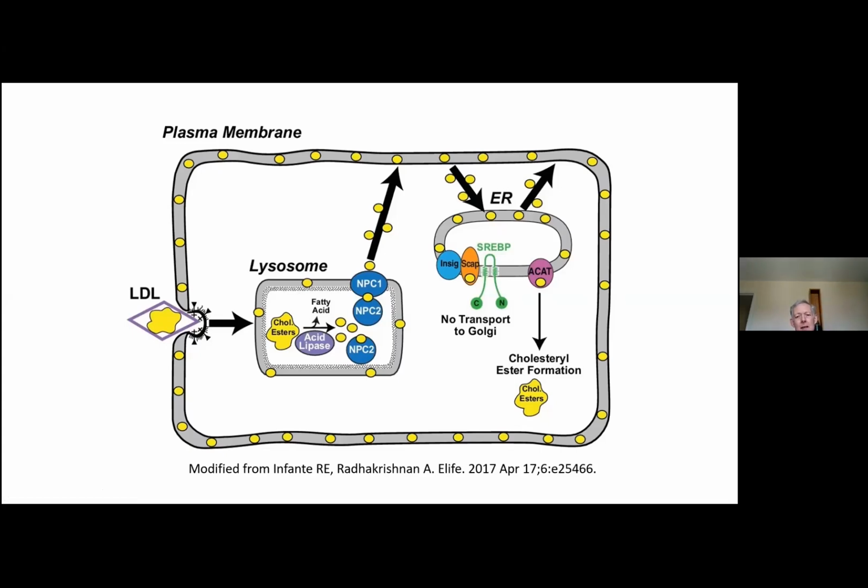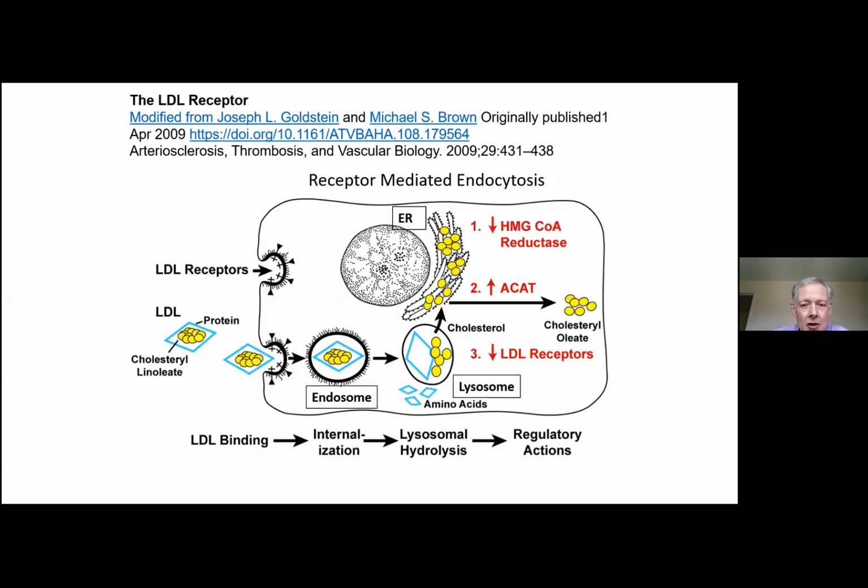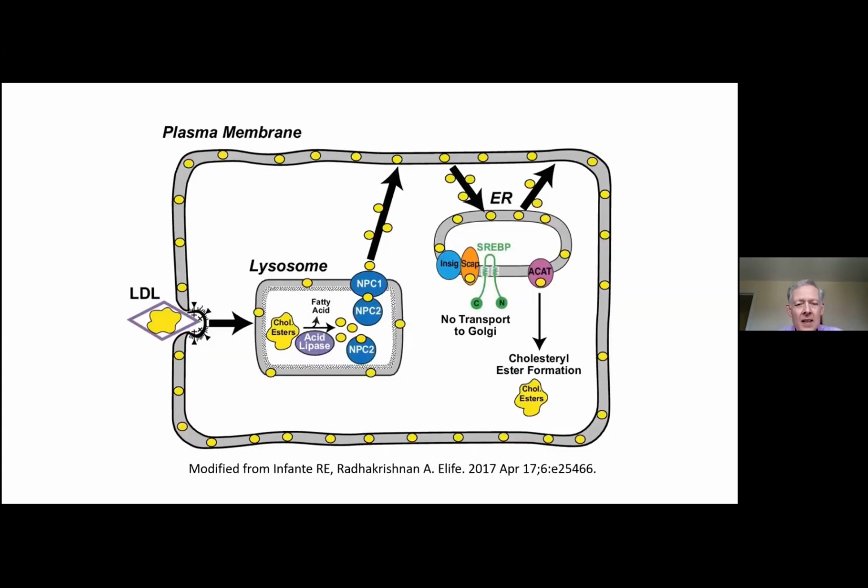So the schema from Goldstein and Brown that I just showed here has now been updated a little bit in recent years, and it seems that cholesterol from LDL particles, which goes to the lysosome, first goes to the plasma membrane before it goes to the endoplasmic reticulum. In Goldstein and Brown's scheme, they had the cholesterol going directly from the lysosome to the ER.